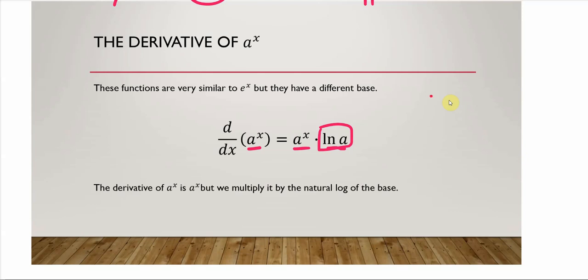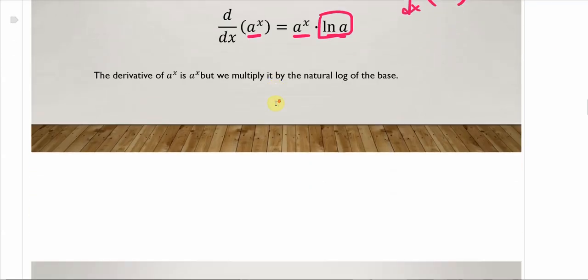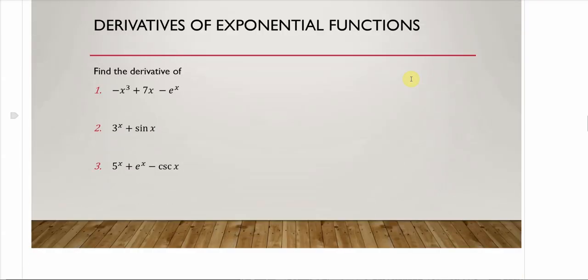So what's the derivative of 3 to the x? The derivative of 3 to the x is going to be 3 to the x times ln of 3. Okay? So let's try some examples here. What's the derivative of this? The derivative of this is going to be negative 3x squared, I use the power rule, plus 7 minus e to the x. The function here, e to the x, is the easiest one. I leave it alone. Okay?